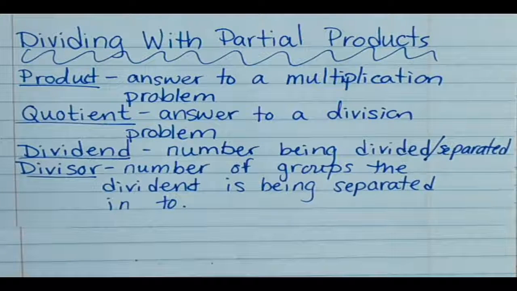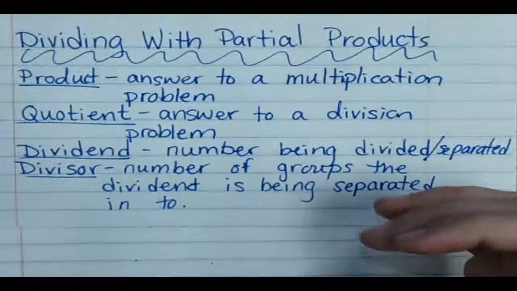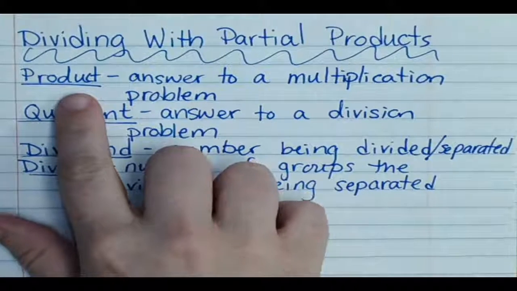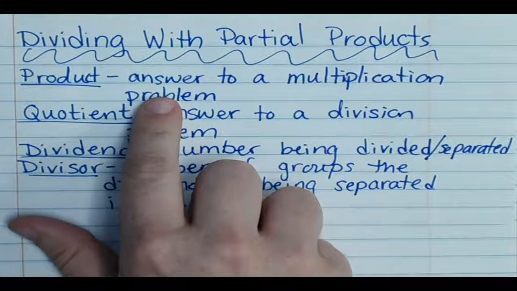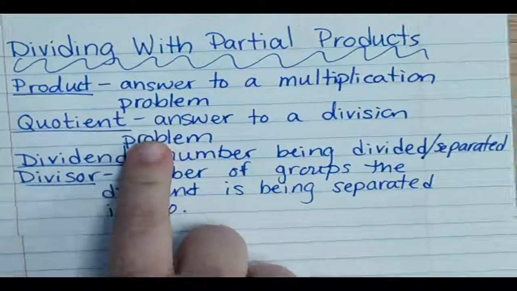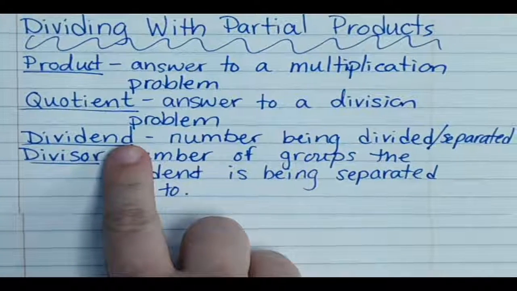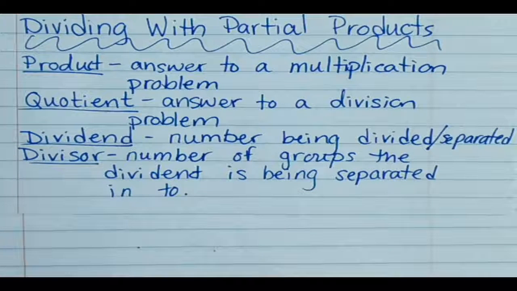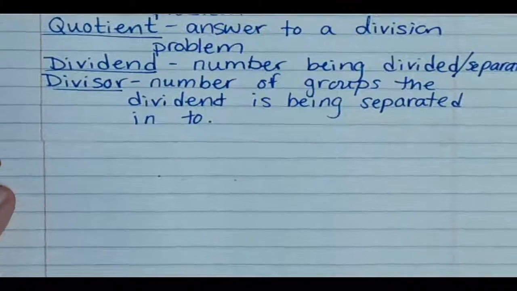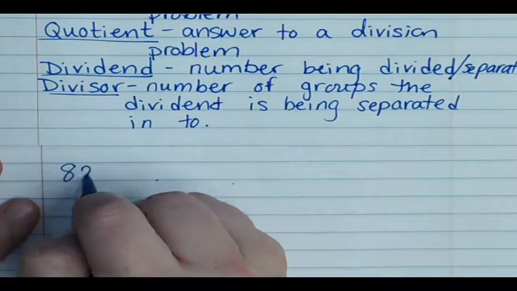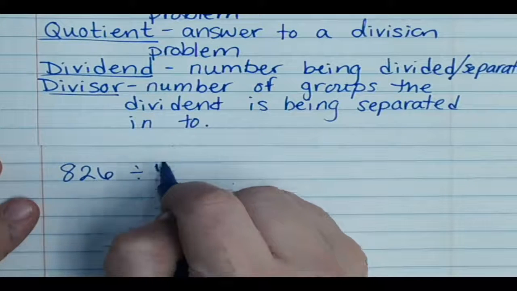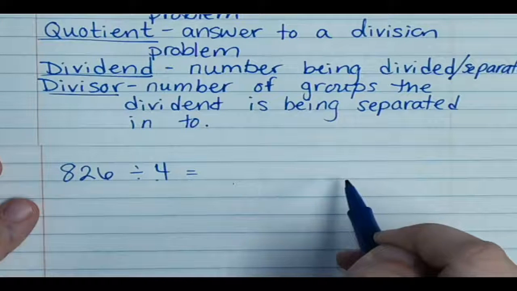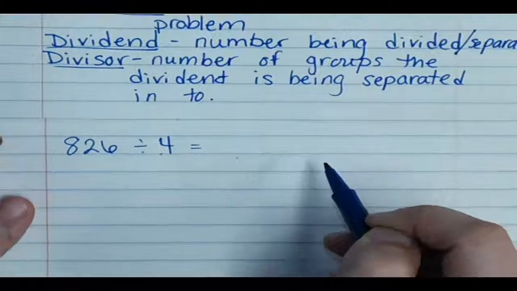Okay. I'm going to go over a few vocabulary words first. We're learning how to divide using partial products. In math, the word product means the answer to a multiplication problem. Quotient is the answer to a division problem. Dividend is the number that's being divided. Divisor is the number of groups that the dividend is being separated into. So in the problem 826 divided by 4, 826 is our dividend, 4 is our divisor, and whatever we get as our answer would be called the quotient.